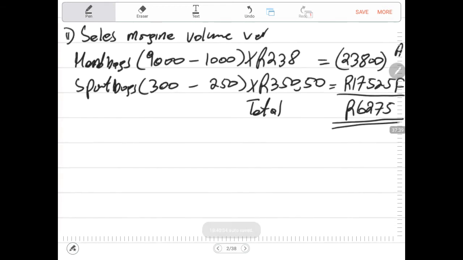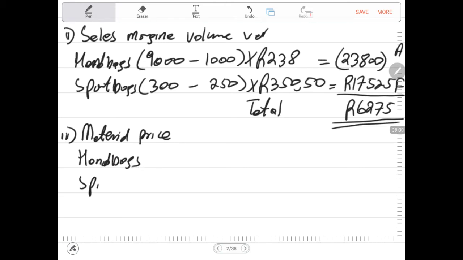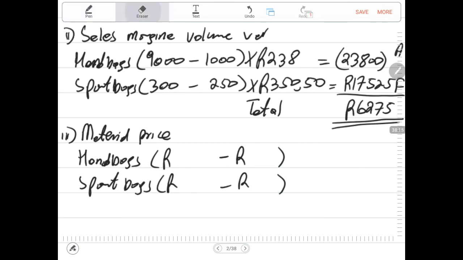Then we go to the third part of our variance, Roman numeral 3, which is material price. The material price variance is for the two products that we have, the handbags and the sport bags. It says standard price minus actual price times actual quantity that we purchased. Standard price minus actual price times standard quantity that we purchased.